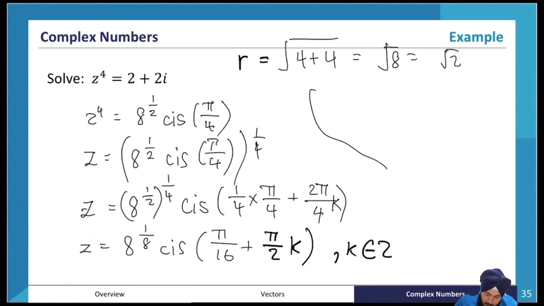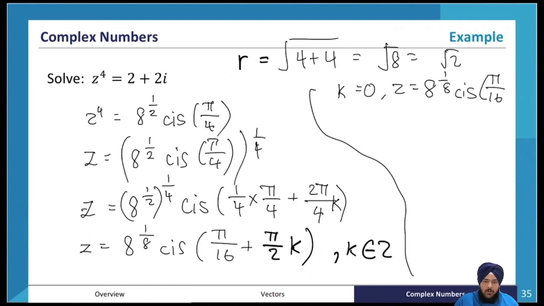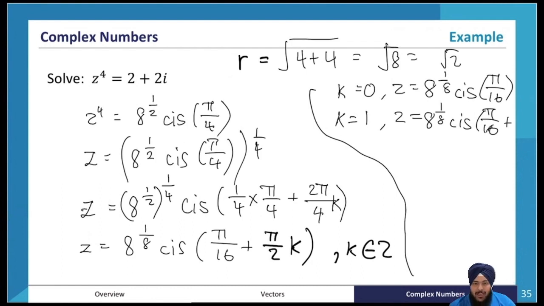over here. So now all we need to do is find the solution. So what does z equal when k is equal to 0? Well, z is equal to 8 to the power of 1 over 8 cis pi over 16. K is just 0, so we can just ignore that next part. What about when k is equal to 1? Well, z is equal to 8 to the power of 1 over 8 cis pi over 16 plus pi on 2.